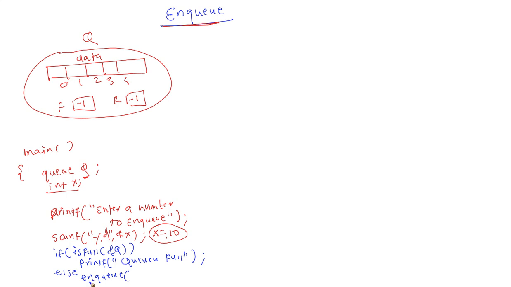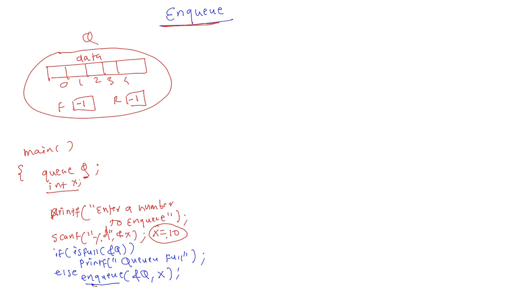NQ is the name of the function. So to this NQ, I'll pass the address of my queue and the variable X, which is holding the value which I want to insert in the queue. So this is going to be my call to the NQ function. To this NQ function, I'm saying, insert this X in this queue. So I'm passing the queue by address. Queue is passed by address and this X is passed by value here.